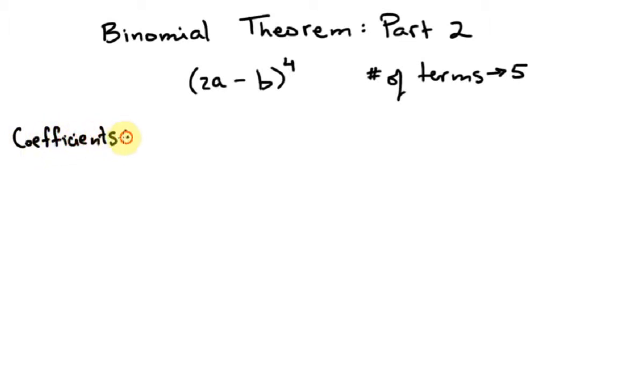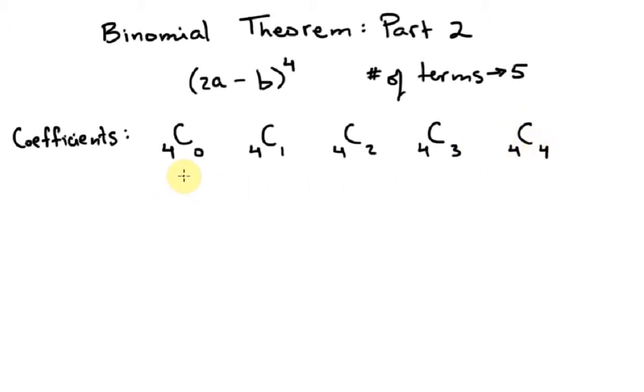The quick way to do it is to use the choose notation. So you're going to have 4 choose 0. Now, how did I know this was going to be a 4? Because this is a 4 up here. Whatever this exponent is, that becomes the n value in my choose notation. So 4 choose 0, and then the next one would be 4 choose 1, then 4 choose 2, 4 choose 3, and finally 4 choose 4.